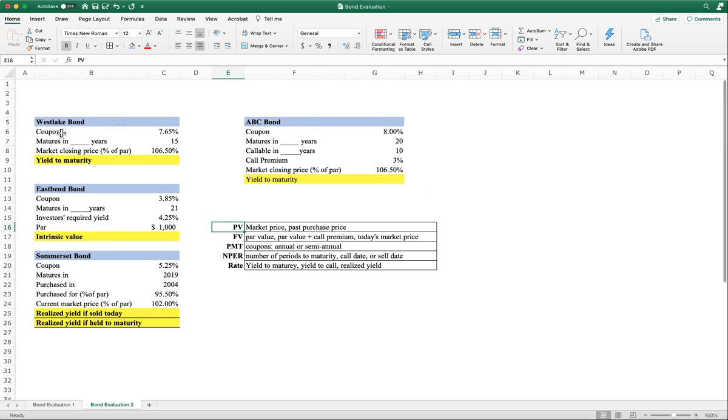So here, you have a bond with a coupon rate of 7.65% that matures in 15 years. And the market price is 106.5%. So you want to calculate the yield to maturity. Again, yield to maturity is the rate, so you have to find these other 4.